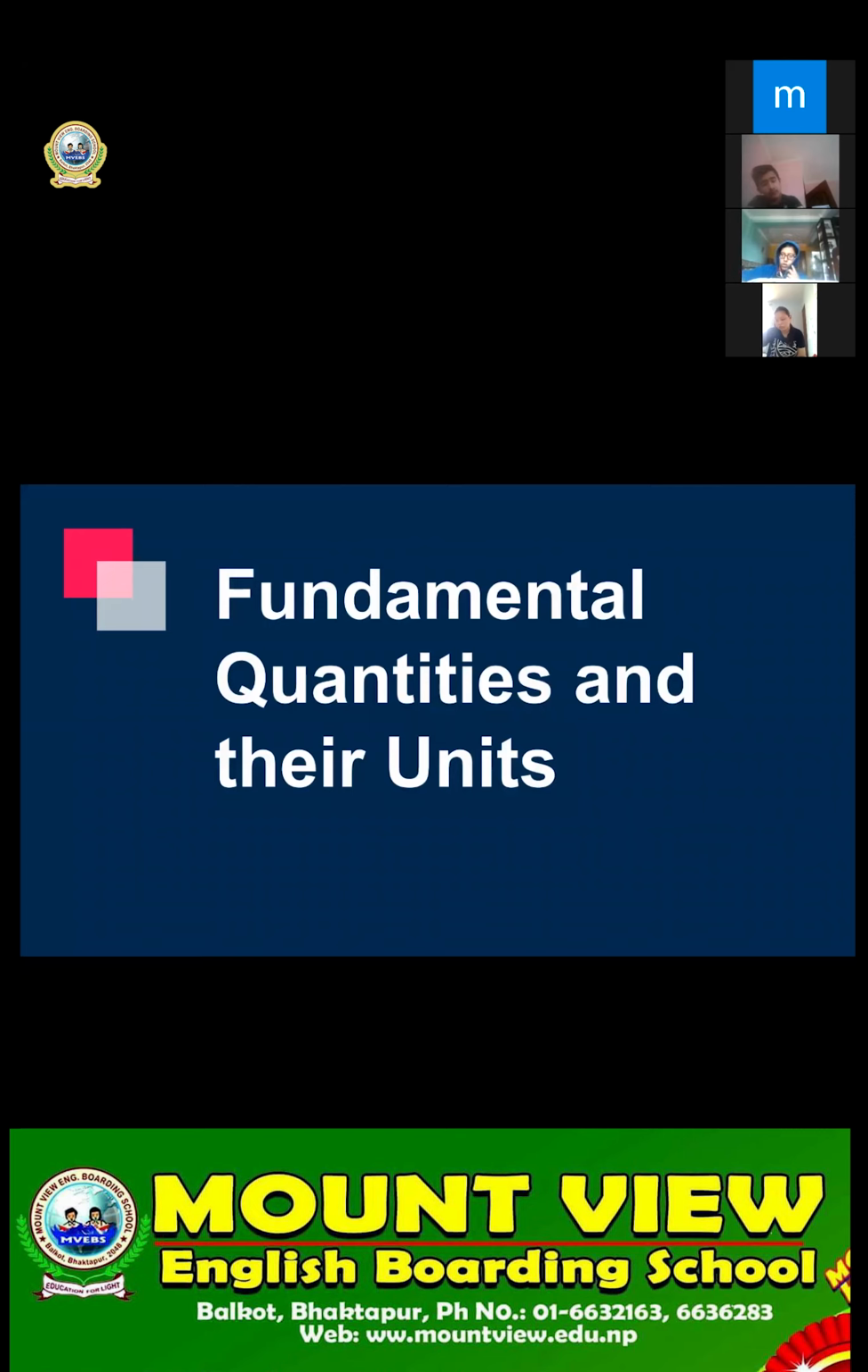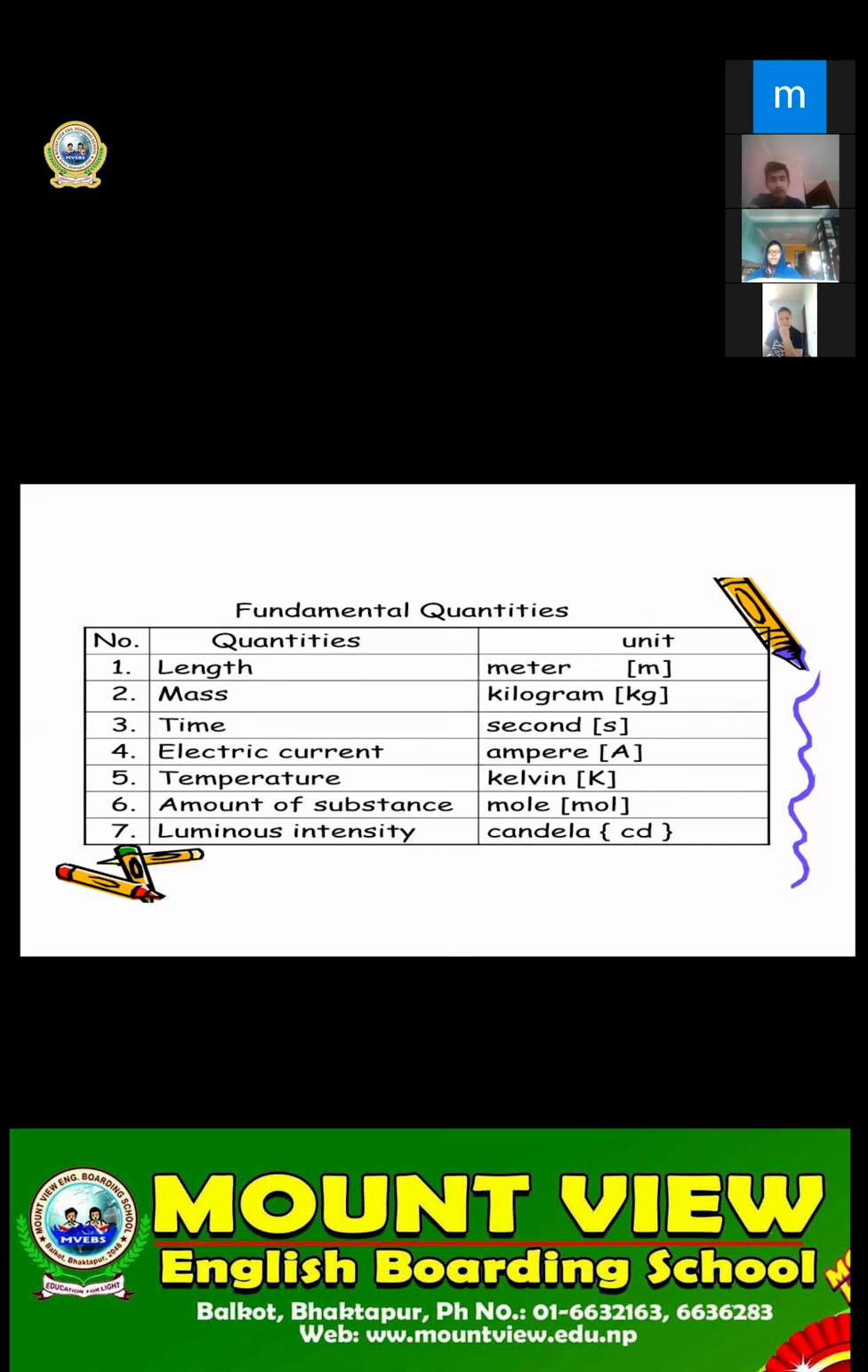Fundamental quantities and their units. Let me show you the slide which I showed in the previous class. I hope all students of class 9 now can say the names of 7 fundamental quantities with their units. We know the units of fundamental quantities are called fundamental units.